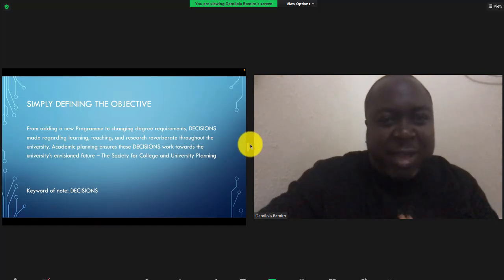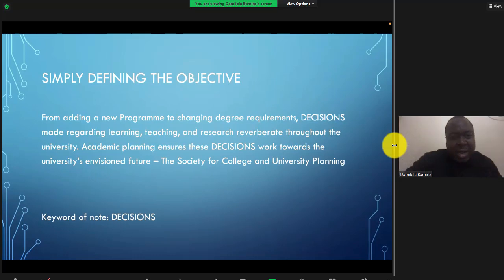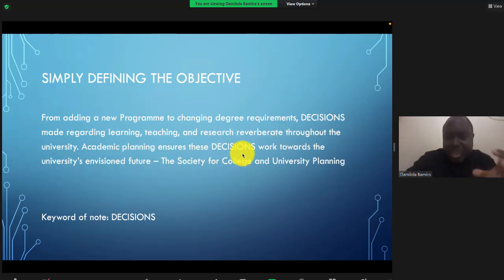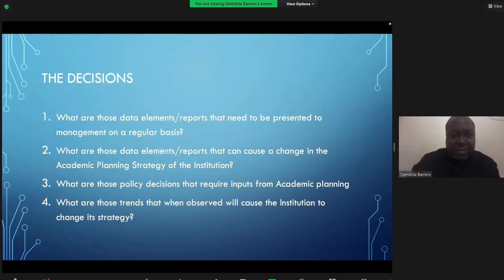I'll just give you a little definition I found. From adding a new program to changing degree requirements, it's the decisions made regarding learning, teaching, and research that will shape the university. Academic planning ensures these decisions, again, work towards the university's envisioned future. This I quote from the Society for College and University Planning. But you notice the key word there, decision. If your dashboard is not helping you to make a decision, then it's not a very effective dashboard.